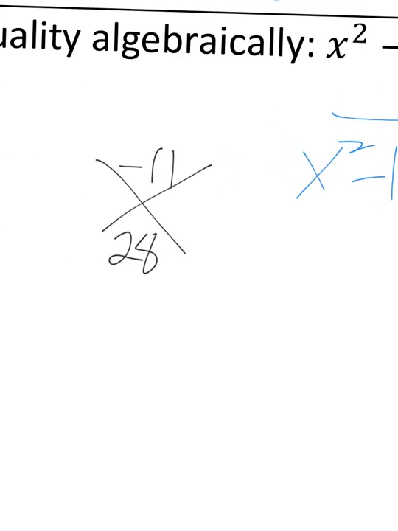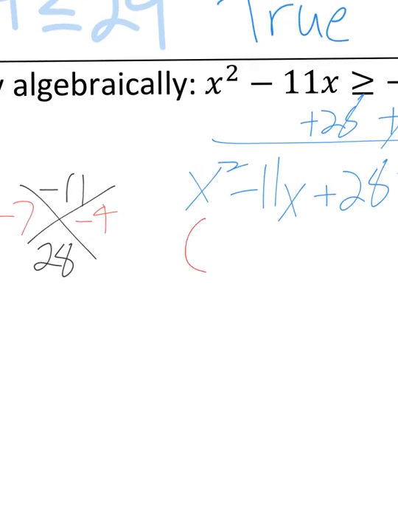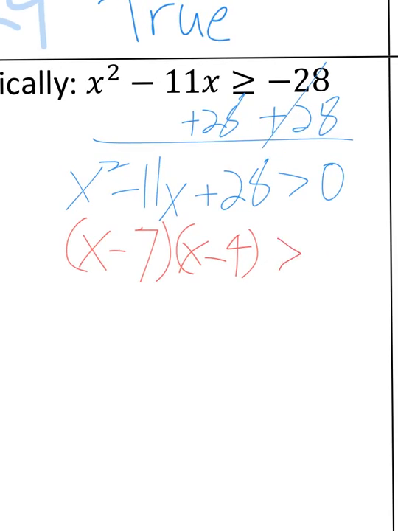And that will be negative 7 and negative 4. Negative 7 plus negative 4 is negative 11. Negative 7 times negative 4 is positive 28. So I'm going to write x minus 7 times x minus 4 is greater than 0. So you would take these and set them equal to 0, right?